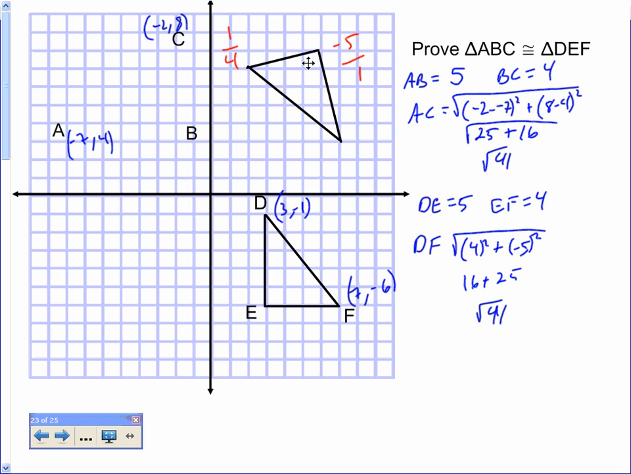Okay, so I couldn't do side, angle, side. I'd have to do side, side, side, because I don't have a right angle here. And those are the only kinds of angles we're going to be able to find. Really, this should be a right angle. Maybe I didn't line up my points correctly. Yep, the way it sits now, it's not a right angle. So I couldn't do side, angle, side.